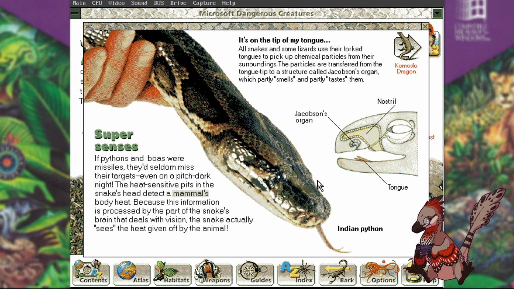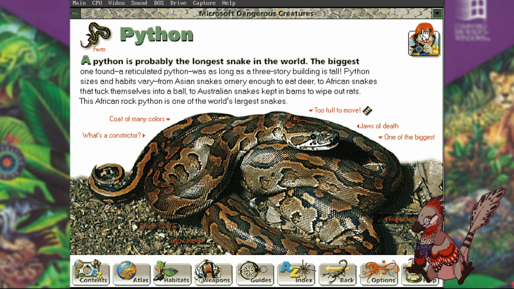Super senses. If pythons and boas were missiles, they'd seldom miss their targets, even on a pitch-dark night. The heat-sensitive pits in the snake's head detect a mammal's body heat. Because this information is processed by the part of the snake's brain that deals with vision, the snake can actually see the heat given off by the animal. Which is really, really cool to think about. I wonder what it's like being able to see heat. It would be really cool to feel what that is like.